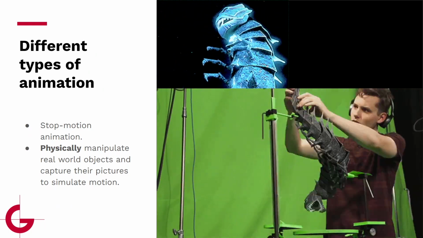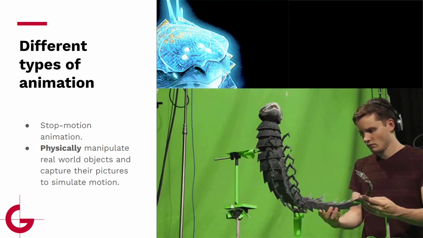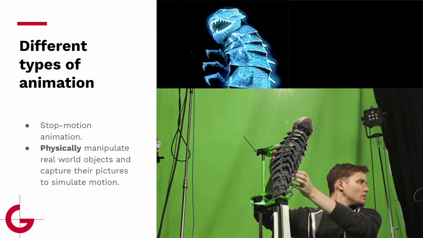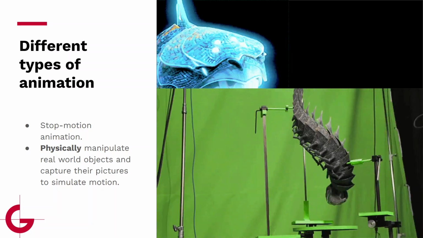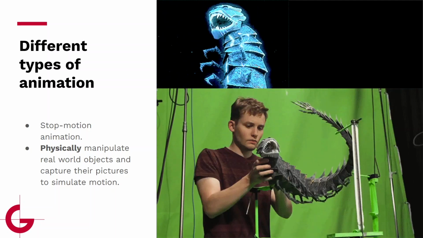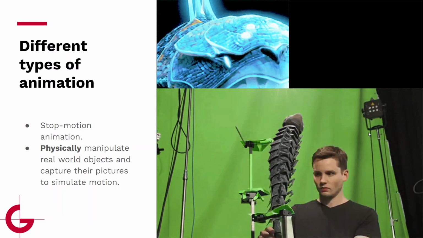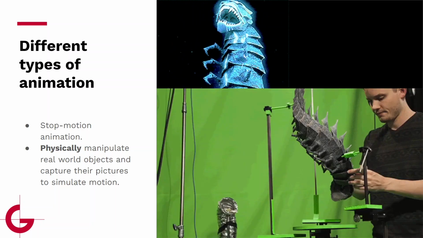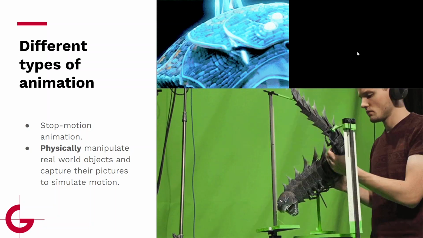There's also stop motion animation. In this technique, the animator physically manipulates real world objects and then captures pictures of them, and plays these pictures one after another to simulate the motion. As you can see in the image on the lower right, the animator manipulates this dragon and takes pictures of it, so that the result is the upper right animation, which is pretty cool.